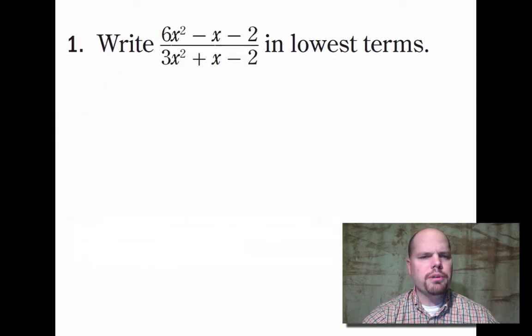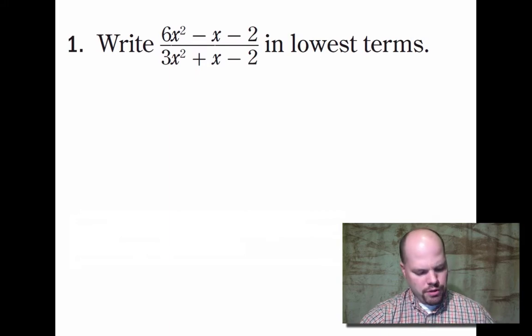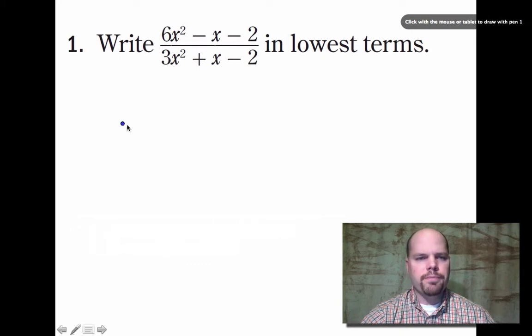So the first example here, let's write the quantity 6x squared minus x minus 2 over the quantity 3x squared plus x minus 2 in lowest terms. So we don't want any factors in common. We want to cancel those out. So what we have to do is use factoring, and you've gotten hopefully pretty handy in this chapter at factoring.